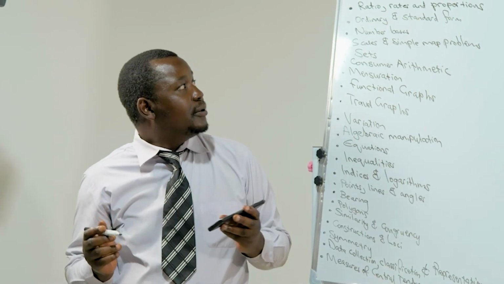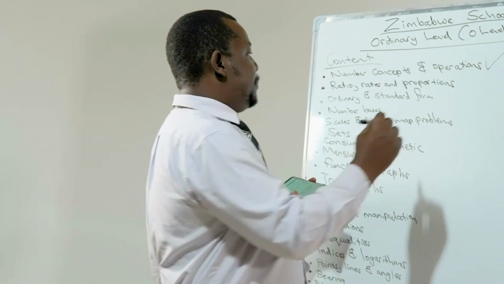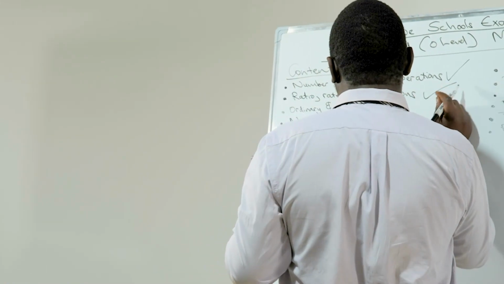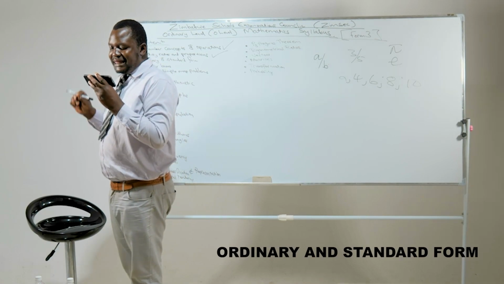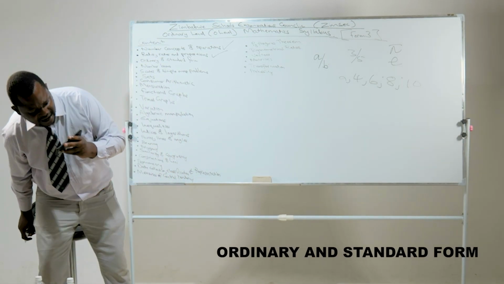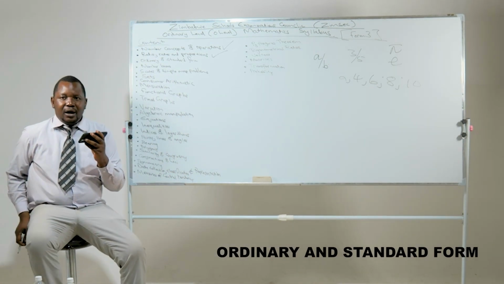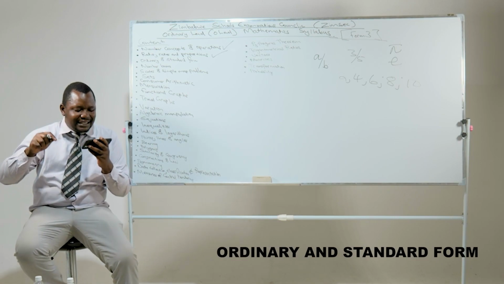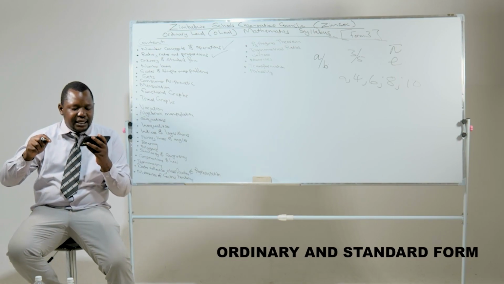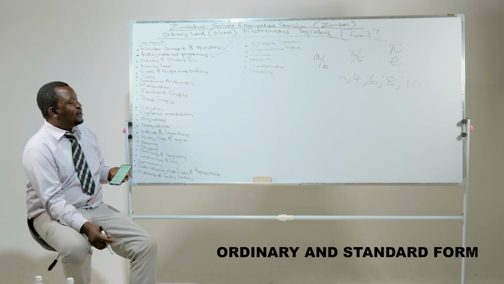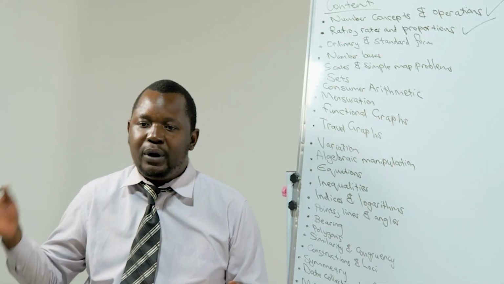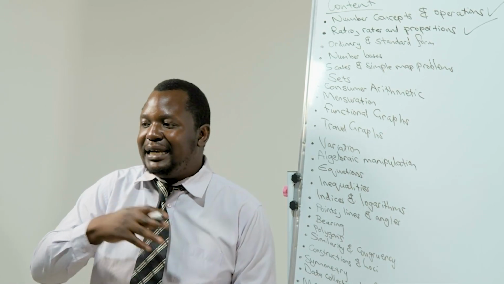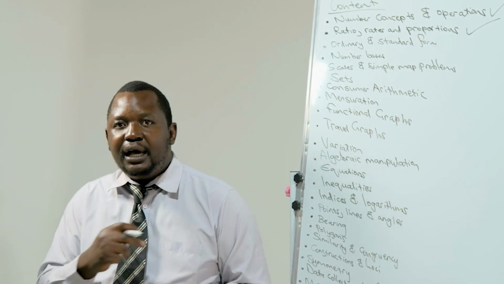Then, the next concept, we are going to look at the ordinary and the standard form. The learning objective that we have as far as this topic is concerned is that we need to perform operations in standard form. Numbers are written in the form a times 10 to the power n, where a is a number between 1 and 10 and n is an integer.